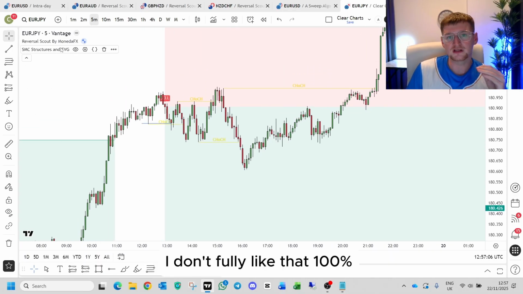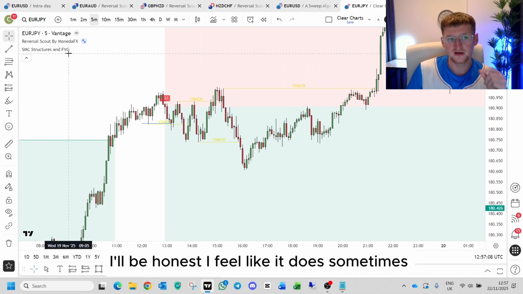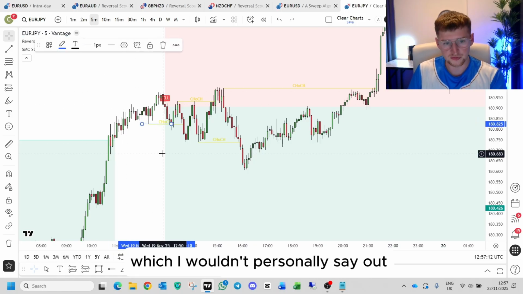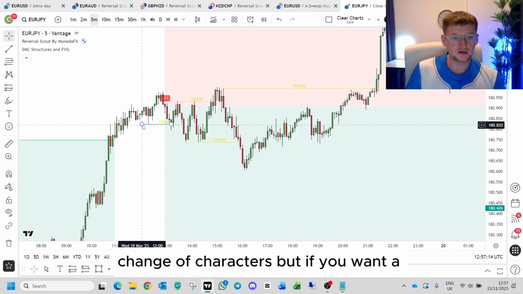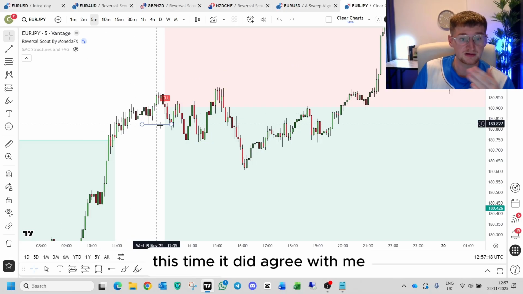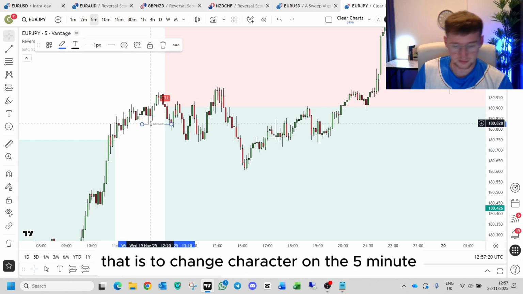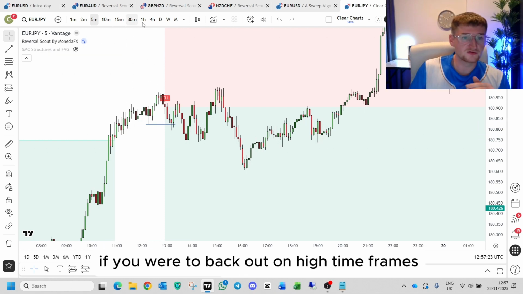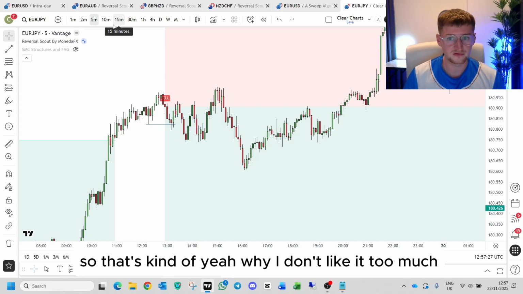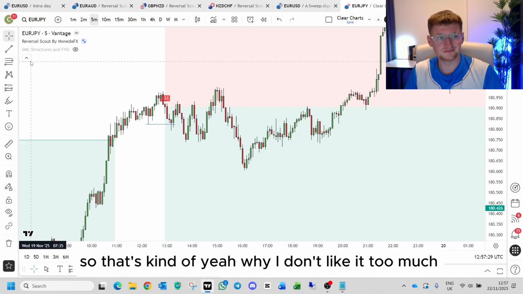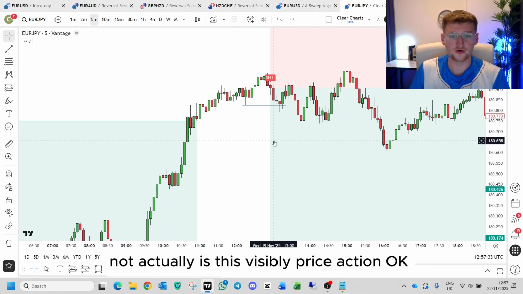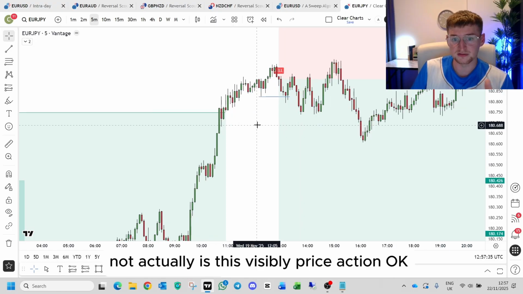I don't fully like that 100%, I'll be honest. I feel like it does sometimes plot levels as change of character, which I wouldn't personally say are change of characters. But if you want a 100% mechanical way to do it, you can use that indicator there. This time it did agree with me, that is the change of character on the 5 minute. If you were to back out on higher time frames, the character is different on different time frames. So that's kind of why I don't like it too much, because it just goes off numbers and data, not actually what is visibly price action.